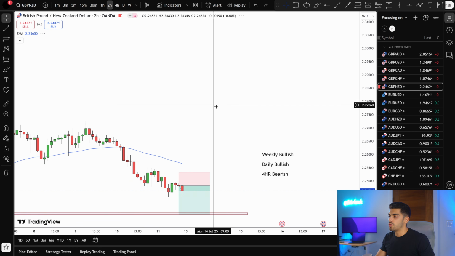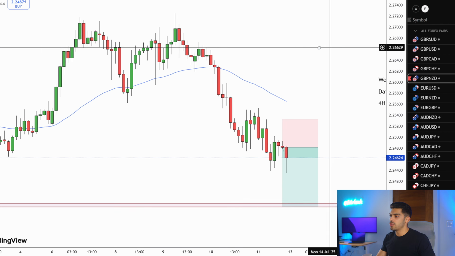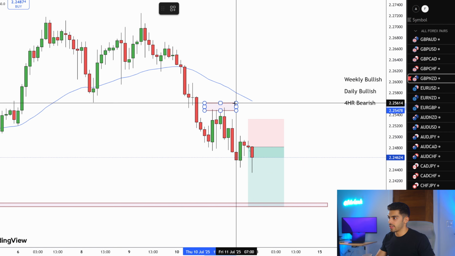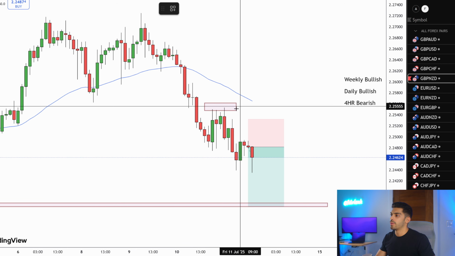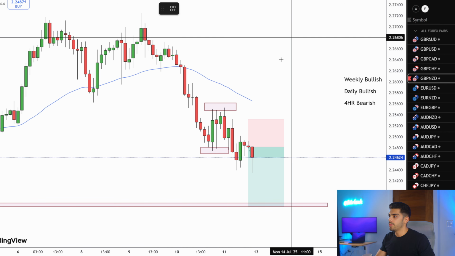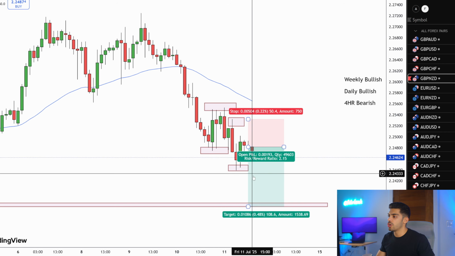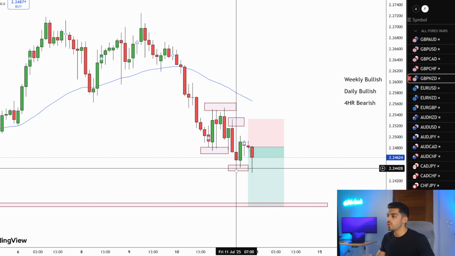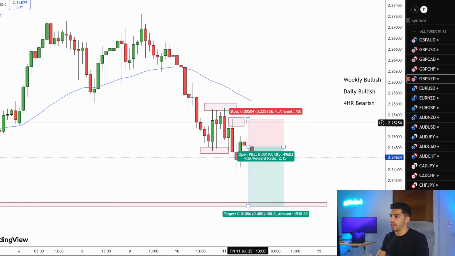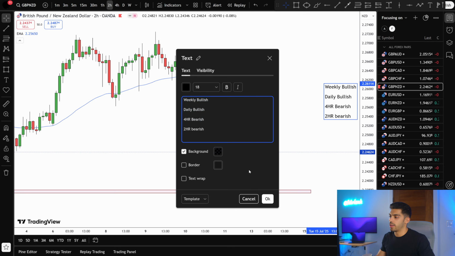So now let's go into the 2-hour time frame. If we zoom into the 2-hour time frame, we see these areas of structure right here. We have this high, this low, we have a lower high and a lower low, and we just broke down and made a new lower low right now. So it's bearish on that time frame as well.